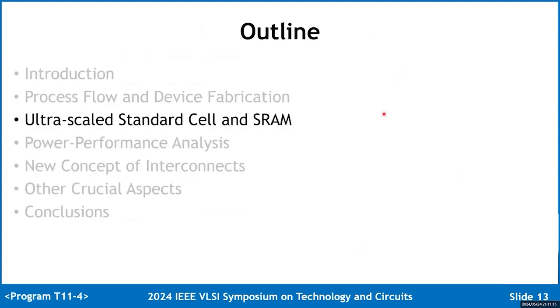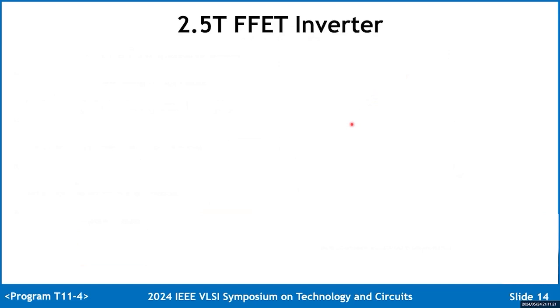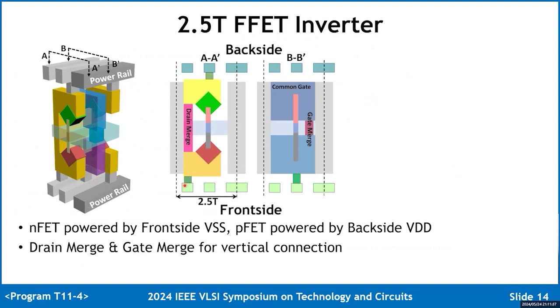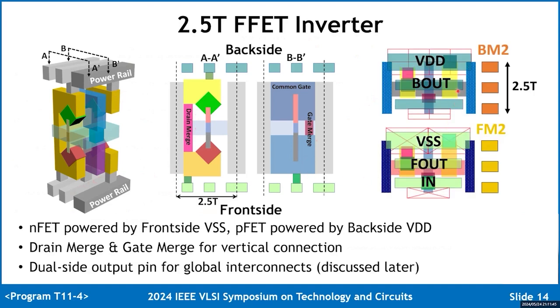In this part, I will show you how to design ultra-scaled flip FET standard cell and SRAM. Let's take the simplest standard cell, the inverter, as an example. In the flip FET, the N-FET is powered by the frontside VSS. The P-FET is powered by the backside VDD. Vertical connection is achieved by the drain merge and the gate merge. Especially, in every flip FET standard cell, the output pin is dual side. This is important for dual side global interconnects, and we will discuss it later.